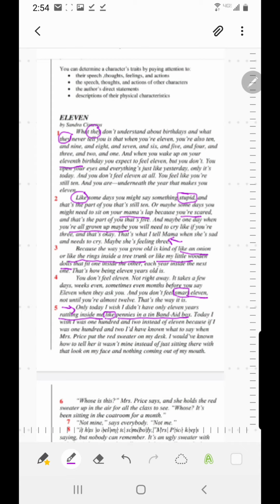I wish I was 102. Okay. And again, her use of that specific age, 102, is very indicative of her youthfulness. Because if I was 102, she says, "I'd have known what to say when Miss Price put the red sweater on my desk. I would have known how to tell her it wasn't mine instead of just sitting there with that look on my face and nothing coming out of my mouth."